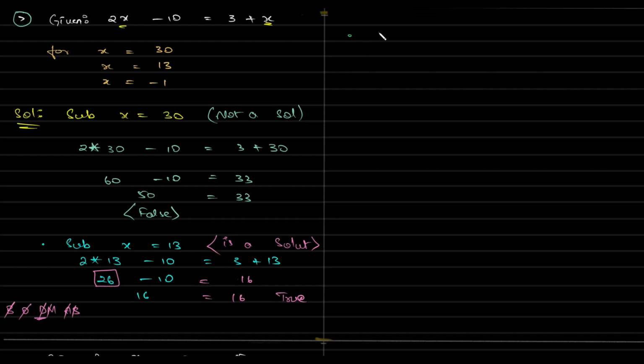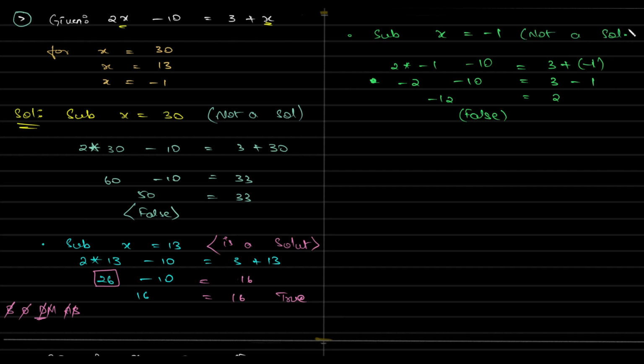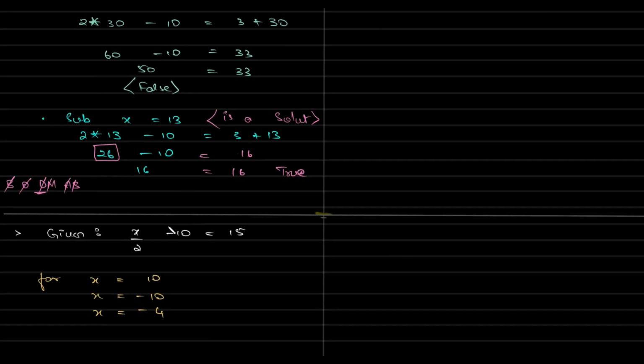So the last one, let's substitute x is equal to negative 1. So 2 into negative 1, minus 10 is equal to 3 plus of negative 1. Again, as per BODMAS, we need to multiply before we add and subtract. So here we have negative 2 minus 10 is equal to 3 plus of minus, which is minus 1. So this is negative 12 and 2, and this is a false statement, right? And that's why this is not a solution. Okay, so that is a clear set of examples, try it out.